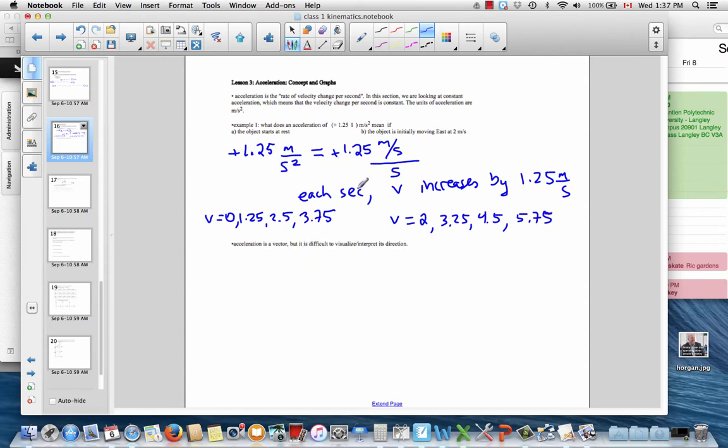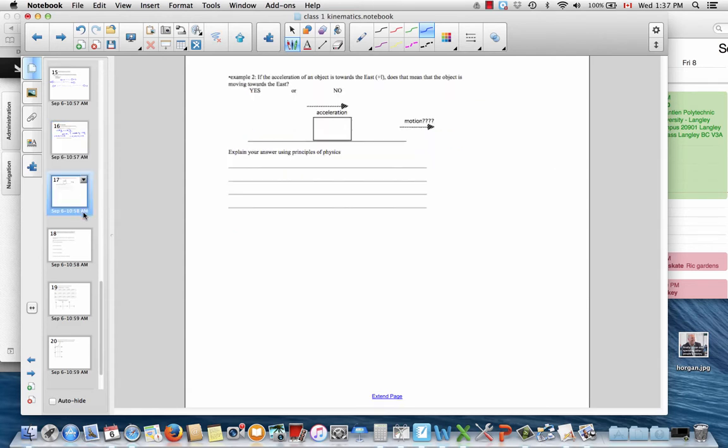Now, acceleration does have direction, but it's difficult to visualize and interpret that, because it's easily confused with velocity. So as an example, let's imagine that we have an object that's accelerating to the east. Does that mean the object is actually traveling to the east? Well, no, it doesn't, right? Because the direction of the acceleration is not the direction that it's moving.